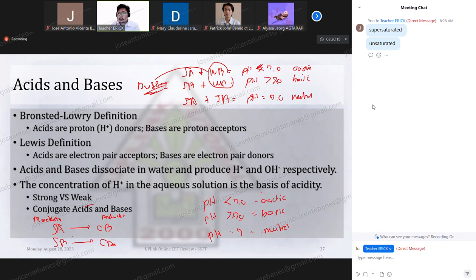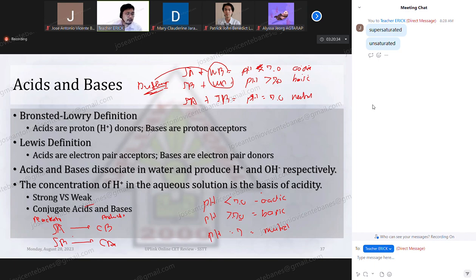Conjugate bases and conjugate acids are always on the right side. They are mostly on the product side, so you won't be confused on that one. Strong acids and strong bases are usually on the reactant side because they will be counterparted with your conjugate acids and conjugate bases.